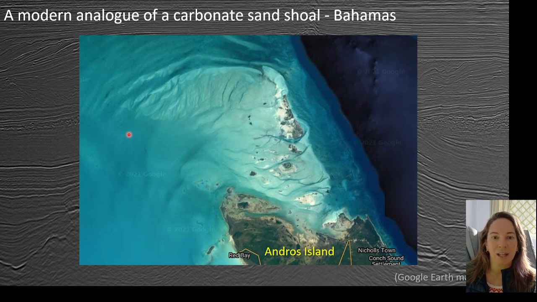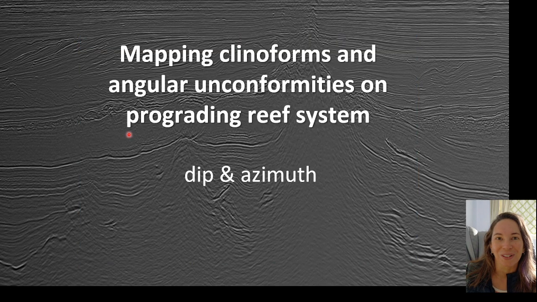The ability to accurately identify and interpret features in seismic data is pretty fundamental, whether you're looking at it for academic purposes or for petroleum exploration. And here we've got a lovely picture of a place I wouldn't mind being right now, the carbonate sands of Andros Island in the Bahamas, which is one of the more commonly used modern analogs for carbonate sand shoals. So let's go into our first case study.